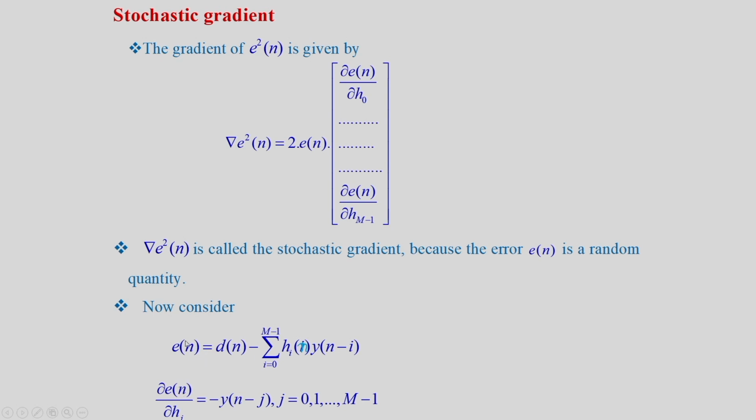Now, taking the partial derivative, del En del Hj is equal to, this negative sign is there, we are taking the partial derivative with respect to Hj, so only Y n minus j will be there. Therefore, del En del Hj is equal to minus y of n minus j, j going from 0 to m minus 1. So that way partial derivative of En with respect to Hj is given by negative of Y n minus j.